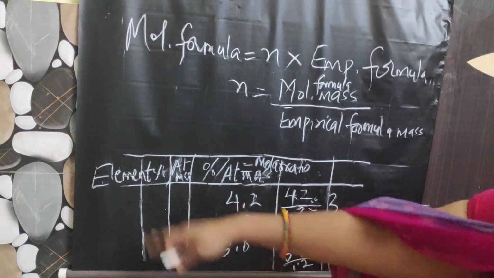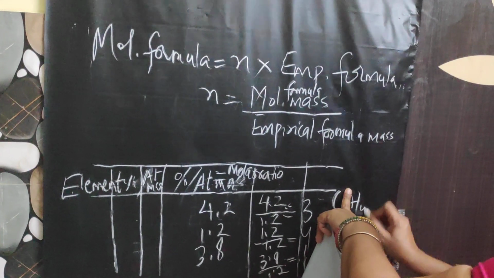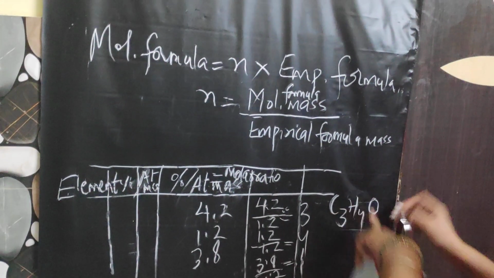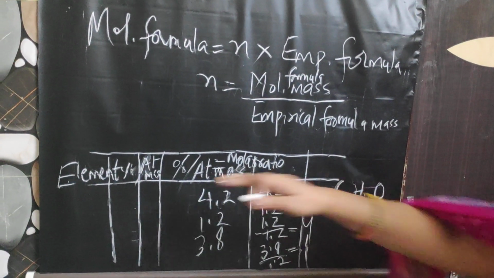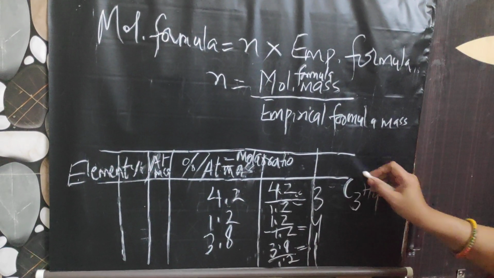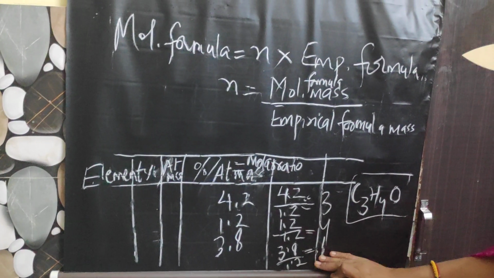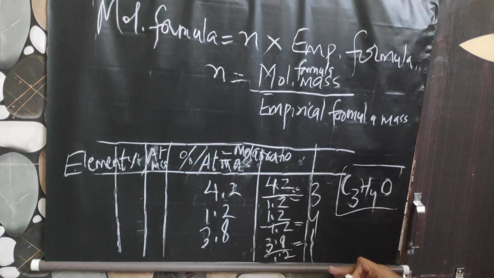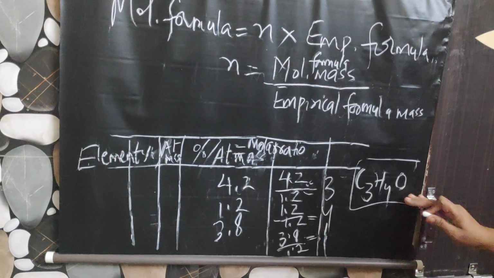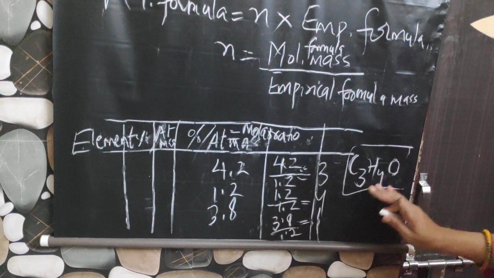So whatever elements you have taken, that will be the formula. C3, H4, O1, so it will be O. Whatever you get, those elements you can guess. So this will be the empirical formula. After you get the molar ratio, then the simplest ratio, then the whole number, if it's not in whole number, then you have to do that. Otherwise, you'll just write the formula like this. And from this, you're going to calculate the empirical formula mass.